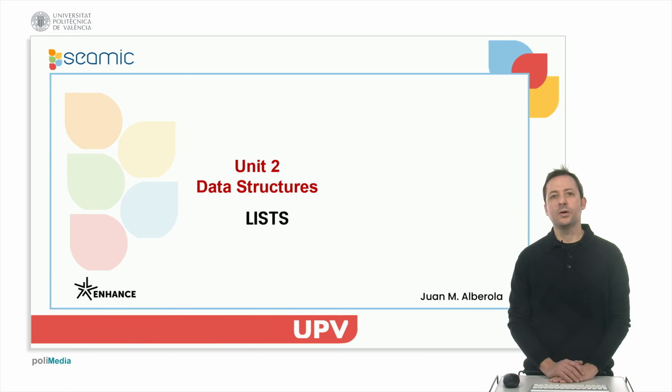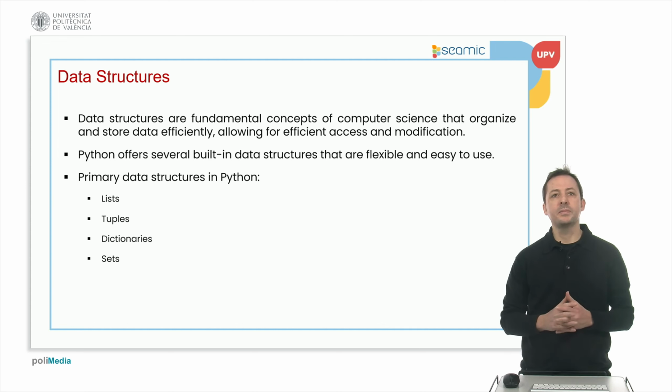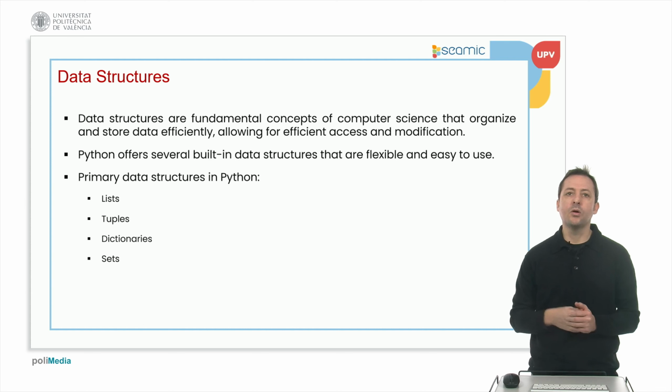Hello everyone, and welcome to this Unit 2 of Data Structures, in which we will see some data structures provided by Python, starting by lists. In summary, so far we have been working with different types of data, such as integer, strings, float, and so on. But sometimes we need more complex ways to store information.